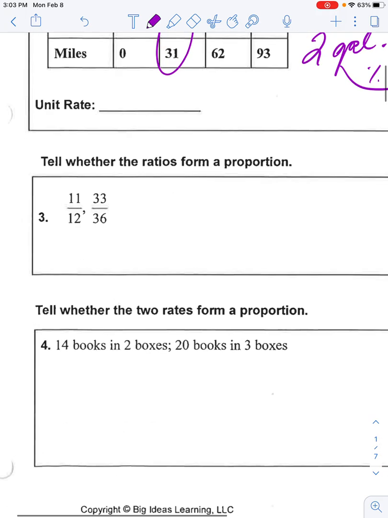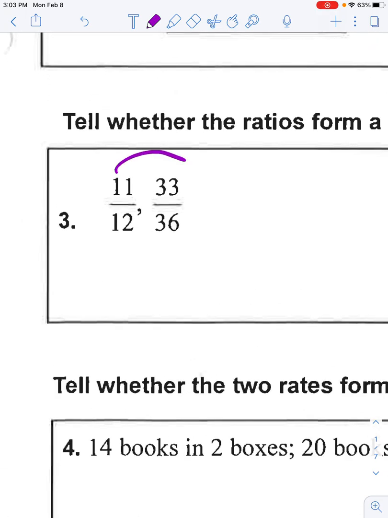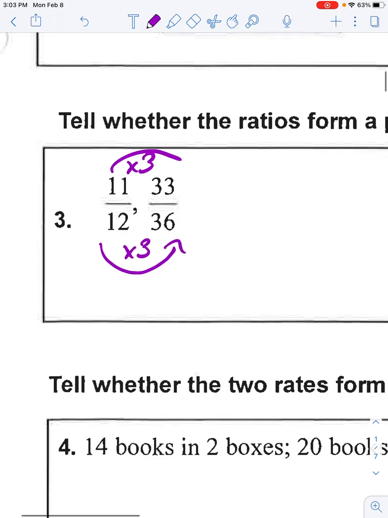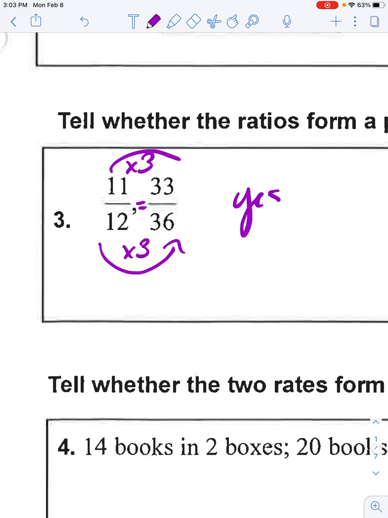Tell whether the ratios form a proportion. Just show me if you're going to use common multipliers, cross products, or simplifying. I think it's going to be easier to do common multipliers on this one. 11 times 3 is 33. 12 times 3 is 36. Those two ratios are equivalent, so my answer would be yes.